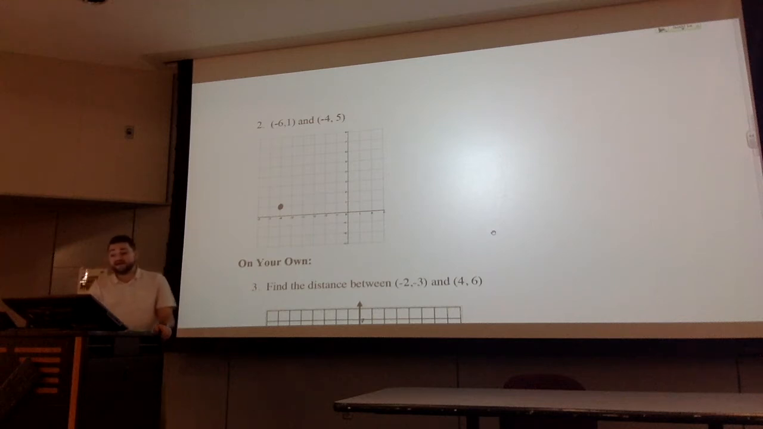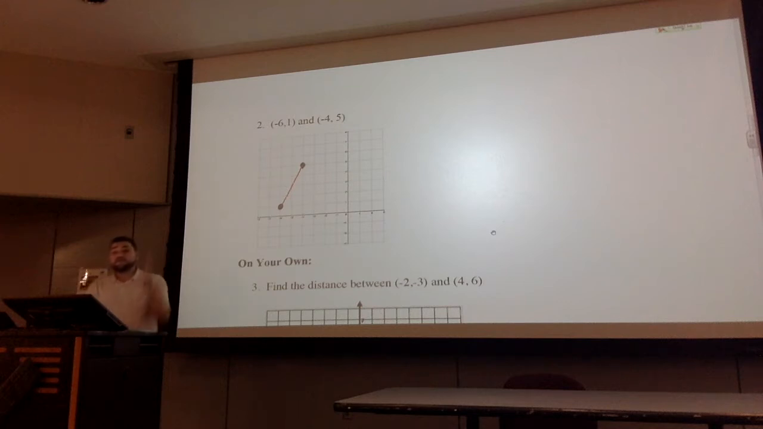So I'm going to go on the x-axis over to -4, and then on the y, I'm going to go up to 5. And that's this point. Our next step states that we're going to draw the straight line distance between the two and connect them. So I'm just going to connect them with a straight line. And now we determine that this isn't a countable distance because it doesn't fall on the grid lines.